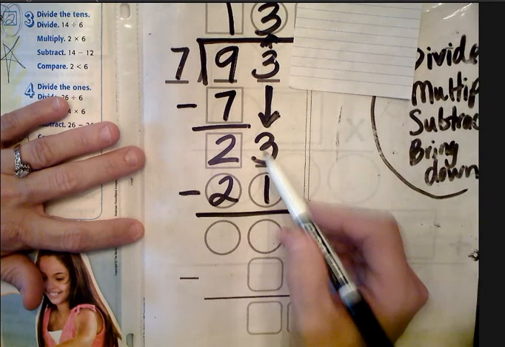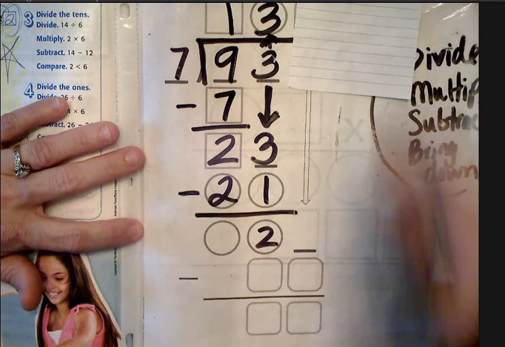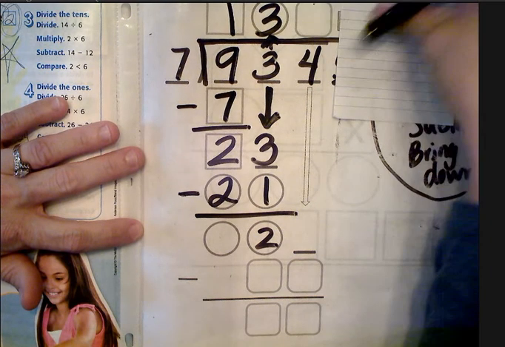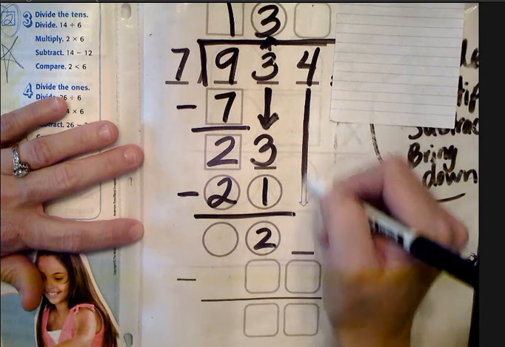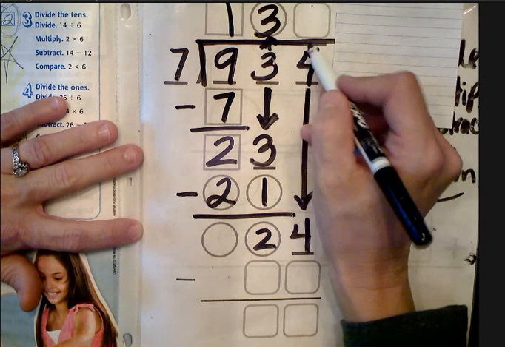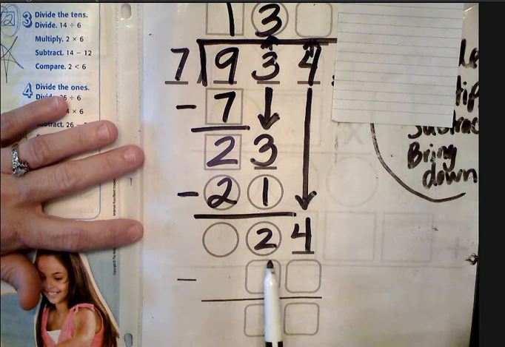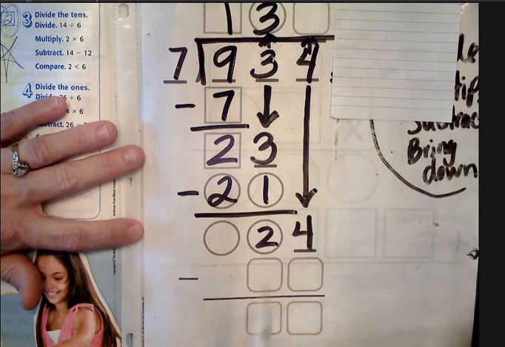Now we subtract. 3 minus 1 is 2. 2 minus 2 is nothing. Now I'm on bring down. I'm going to scooch it over 1. Bring down my 4. Now this answer is going to be right above that 4. We got to keep it nice and neat. 7 into 24. Oh, that's just the same as where we just were, right? 3 times 7 was 21, and we said 4 times 7 was 28. Still too big, so it's another 3.